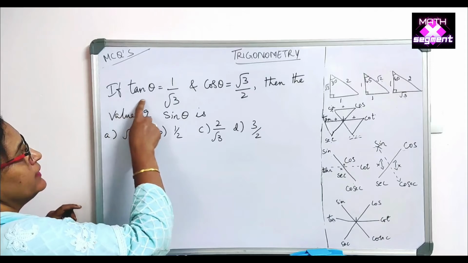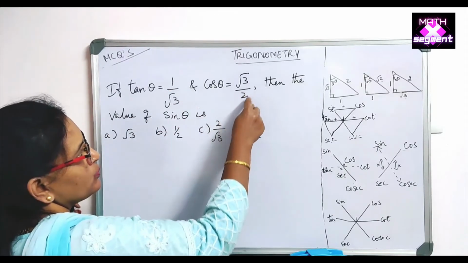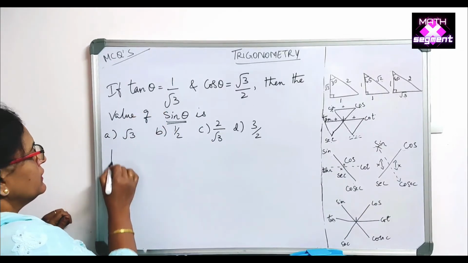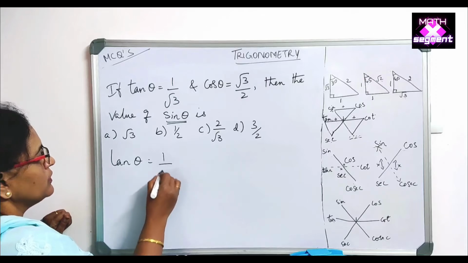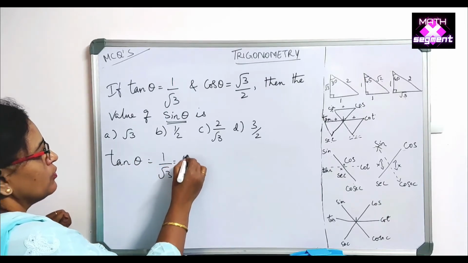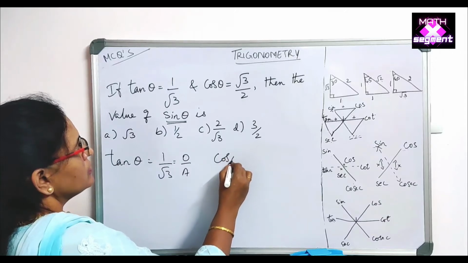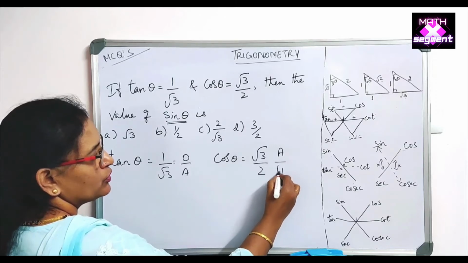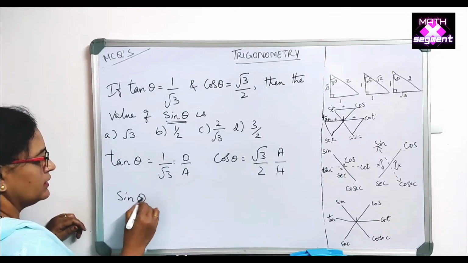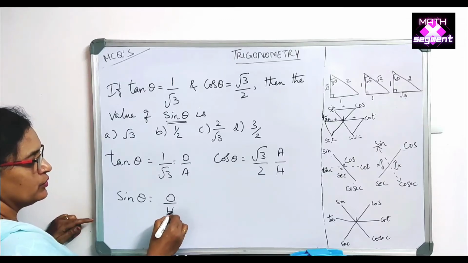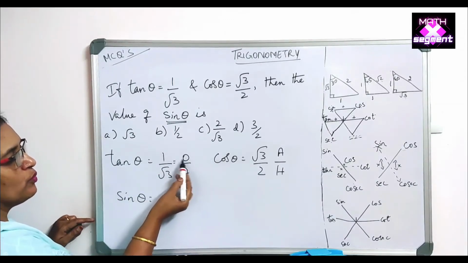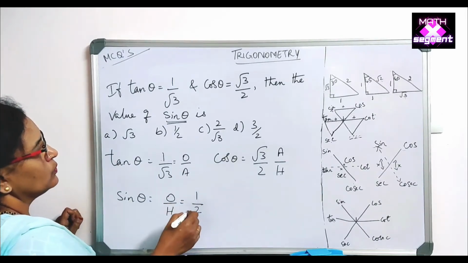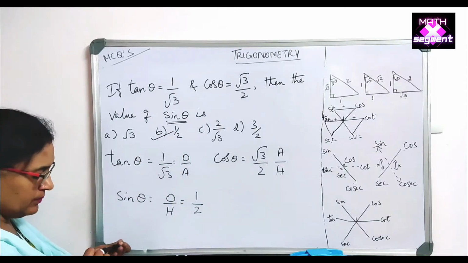Let's solve the next question. If tan theta is equal to 1 by root 3 and cos theta is equal to root 3 by 2, then find the value of sine theta. The given information is tan theta is 1 by root 3. We know tan theta is opposite by adjacent. And cos theta is equal to root 3 by 2, and cos theta is adjacent by hypotenuse. Now we have to find sine theta. Sine theta is opposite by hypotenuse. From the given information, opposite is 1 and hypotenuse is 2. So straight away I can write 1 by 2. So answer B is the correct answer.